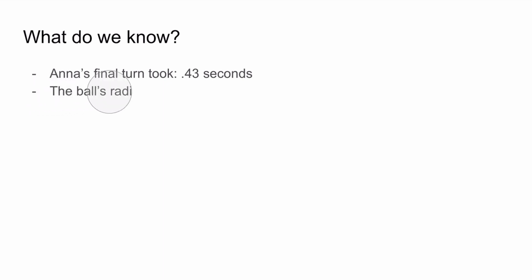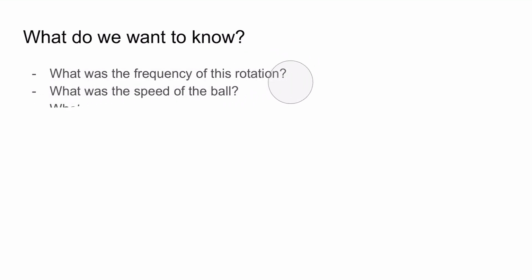Alright, so on the next slide, what do we know? We know that her final turn took 0.43 seconds. Then we also know that the ball's radius, that includes her arms, was 2.1 meters. And then what do we want to know? We want to know what is the frequency of this rotation, what was the speed of the ball, and what was the ball's acceleration.